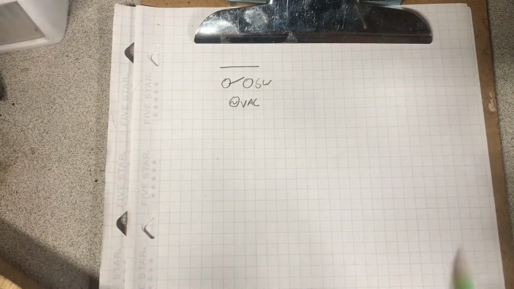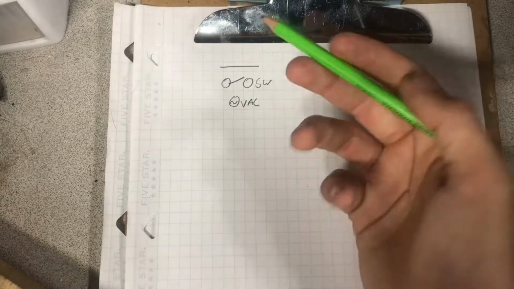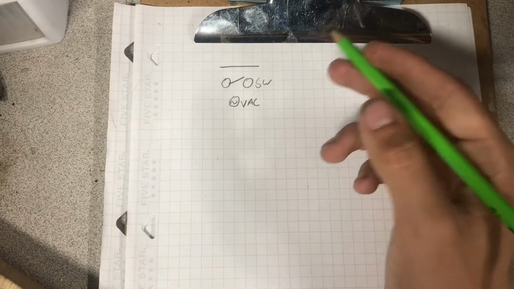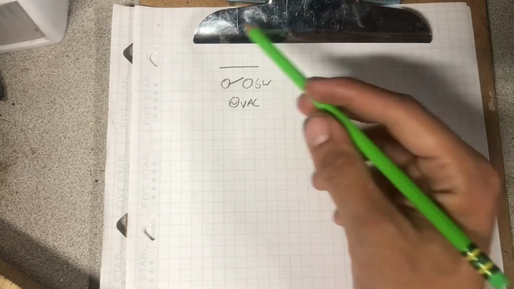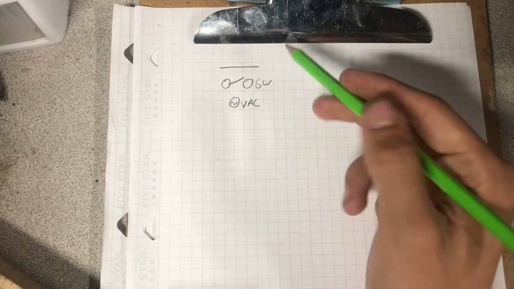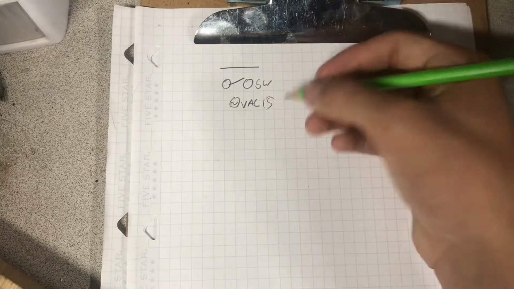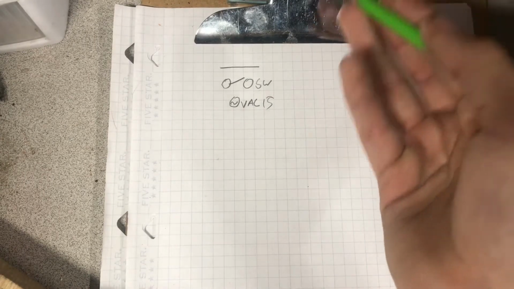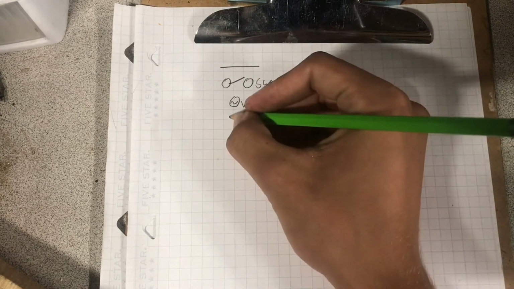With AC, the polarity doesn't matter. But you do have your live and neutral, and sometimes that does matter, but not very often. VAC means volts AC, so you could have 15 volts AC, even 120, what comes out of the wall, right? How about a DC power supply?